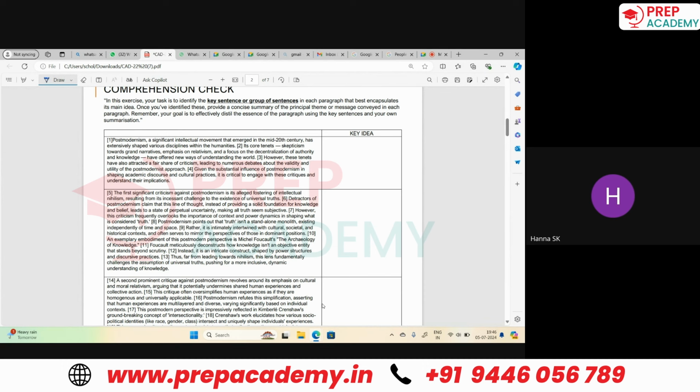Postmodernism, a significant intellectual movement that emerged in the mid 20th century, has extensively shaped various disciplines within the humanities. Its core tenets, skepticism towards grand narratives, emphasis on relativism, and a focus on the decentralization of authority and knowledge have offered new ways of understanding the world. However, these tenets have also attracted a fair share of criticism, leading to numerous debates about the validity and utility of the postmodernist approach. Given the substantial influence of postmodernism in shaping academic discourse and cultural practices, it is critical to engage with these critiques and understand their implications.